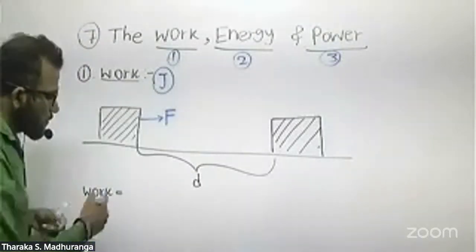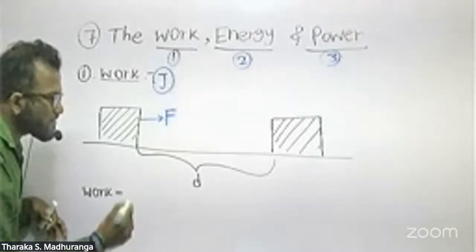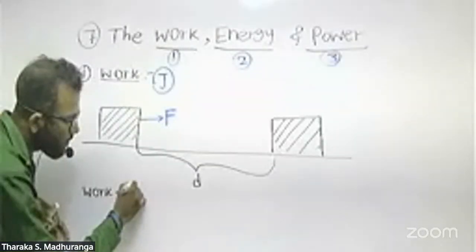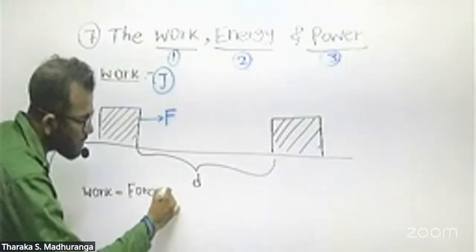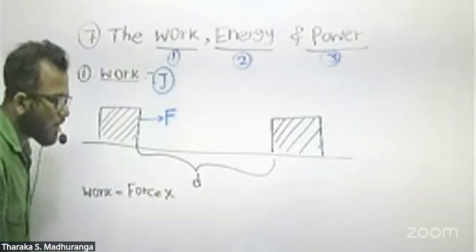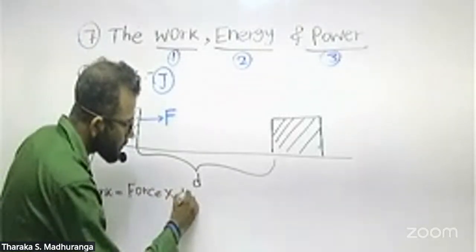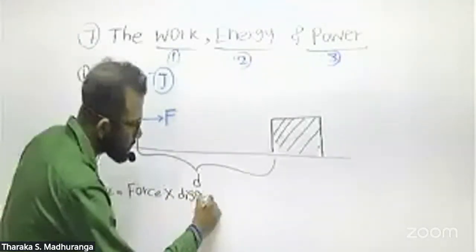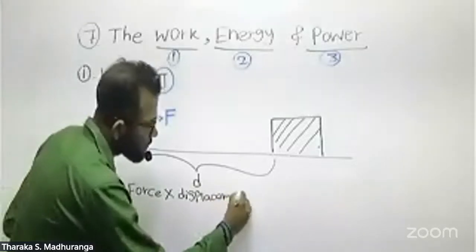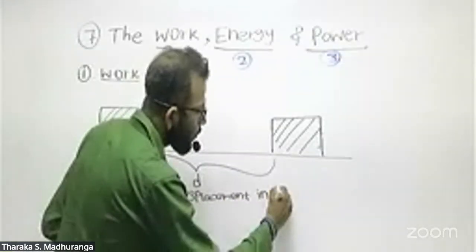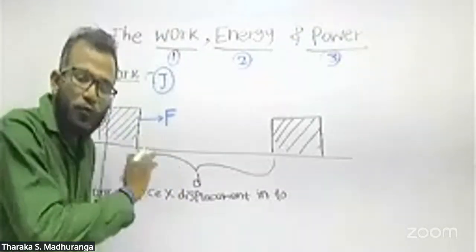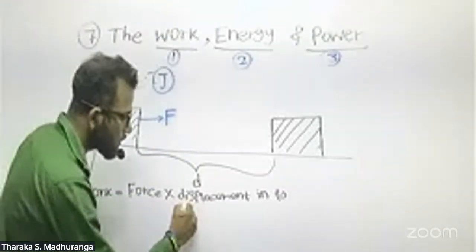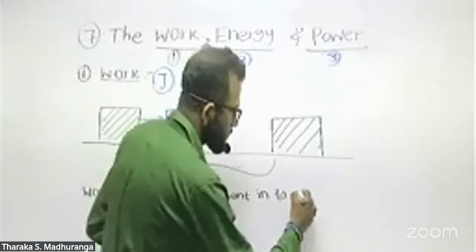Okay, the work. What is the equation? The work equals external force multiplied by the displacement in the force direction. That is very important. The displacement in the force direction.